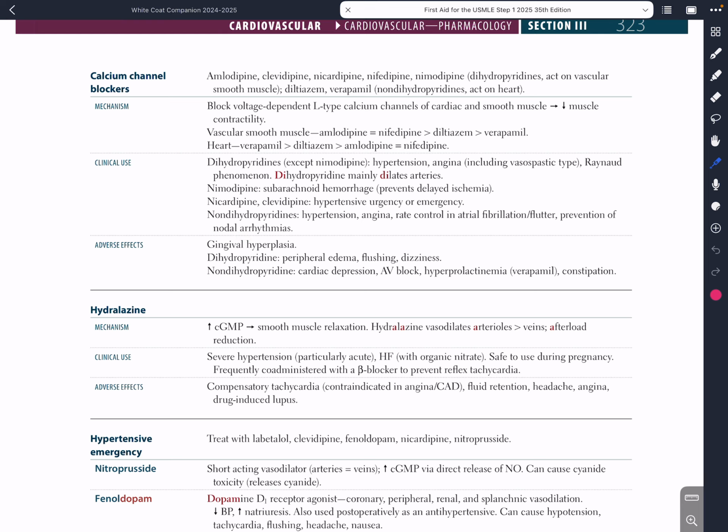Atrial fibrillation is very common. Atrial flutter is not very common. Atrial fibrillation needs to be controlled because it can lead to ventricular fibrillation. Ventricular fibrillation means death. So you need to prevent this by giving a non-dihydropyridine calcium channel blocker like diltiazem or verapamil.